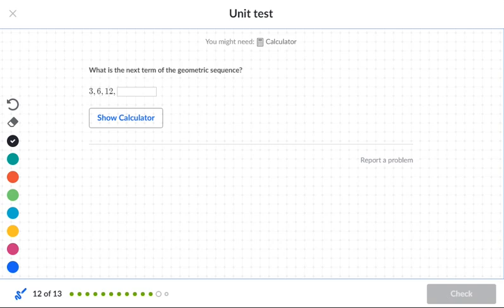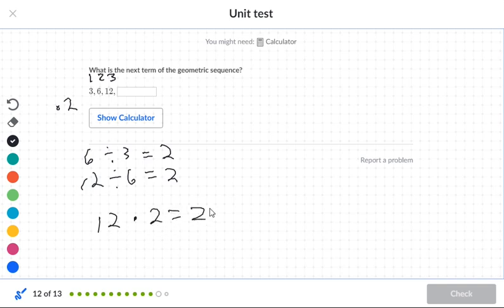Okay, what is the next number in the geometric sequence here? It's my first term, my second term, and my third term. So we're going to take 6 divided by 3 is 2. We're going to take 12 divided by 6, because that's right in front of the 12, that's also 2. So this is telling me that we're multiplying by 2. So the last number we left off with was 12, so 12 times 2 is 24. So 24 should be the missing number.